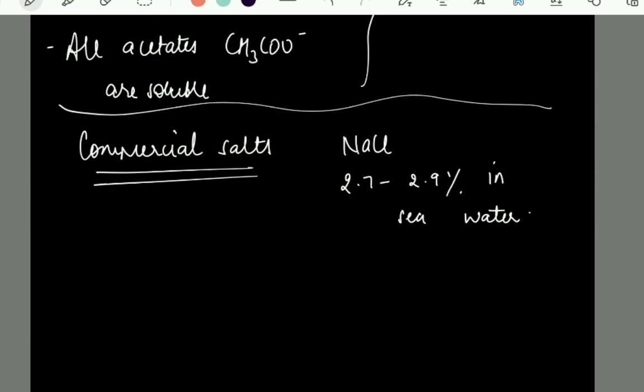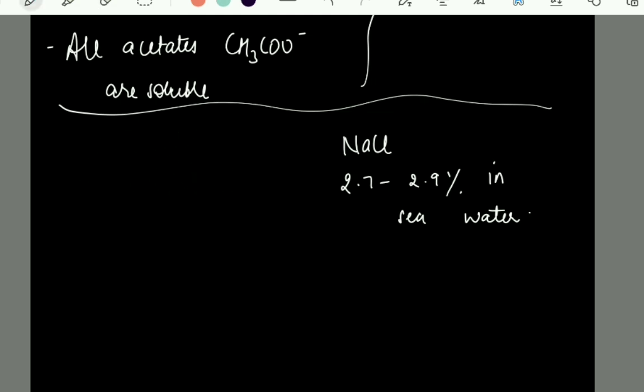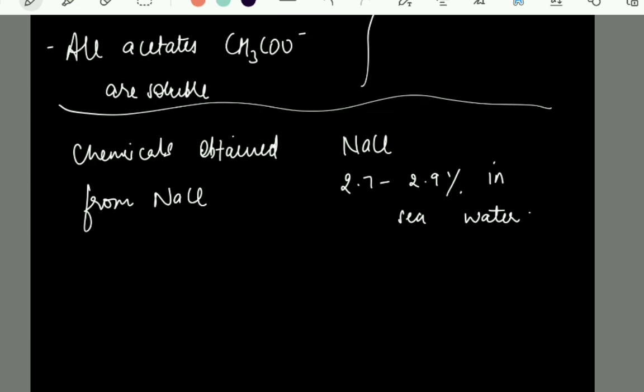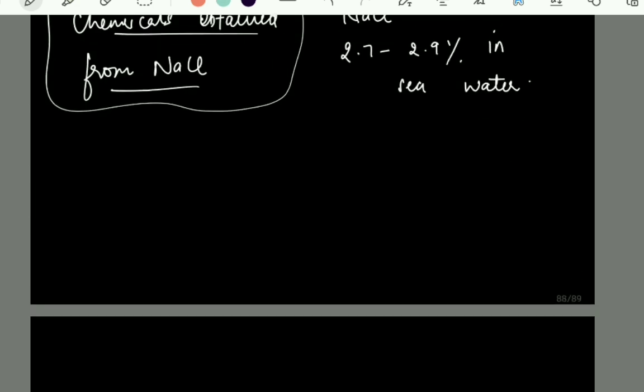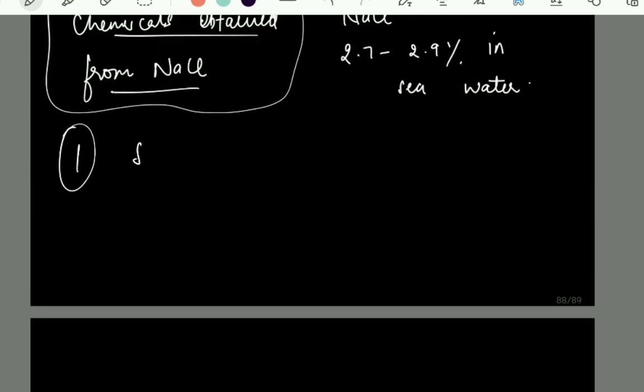Or we can actually say not commercial salts, because not all of them are commercial salts. Most of them are, but only one example is not a salt. So we can say chemicals obtained from sodium chloride, NaCl, right? Commercially.